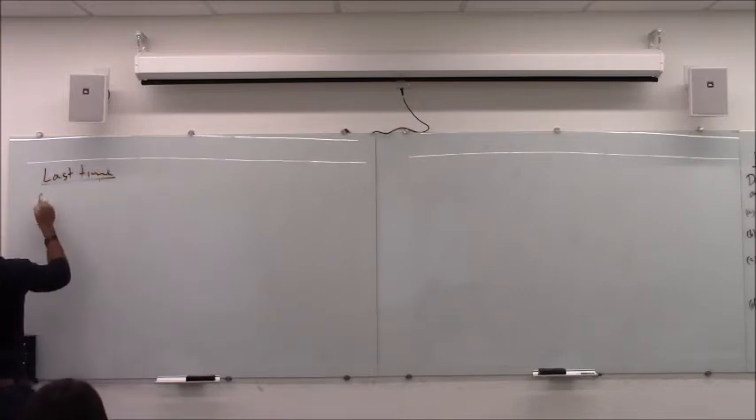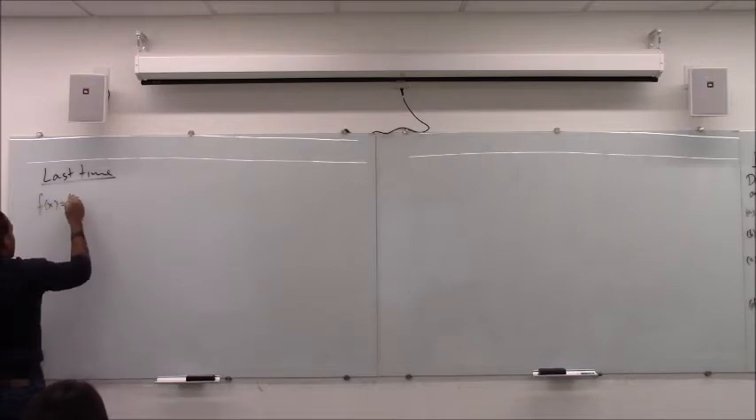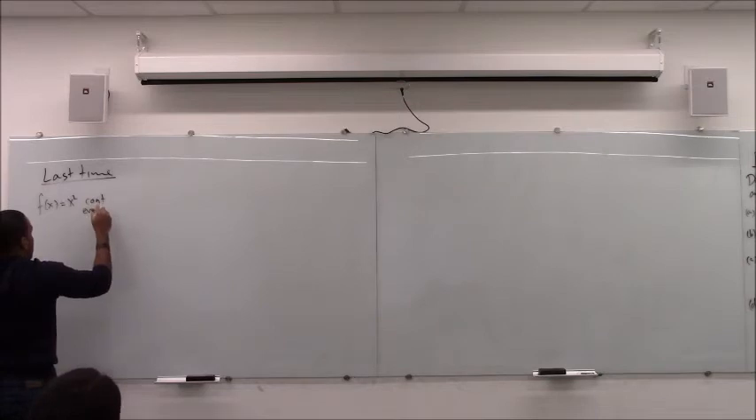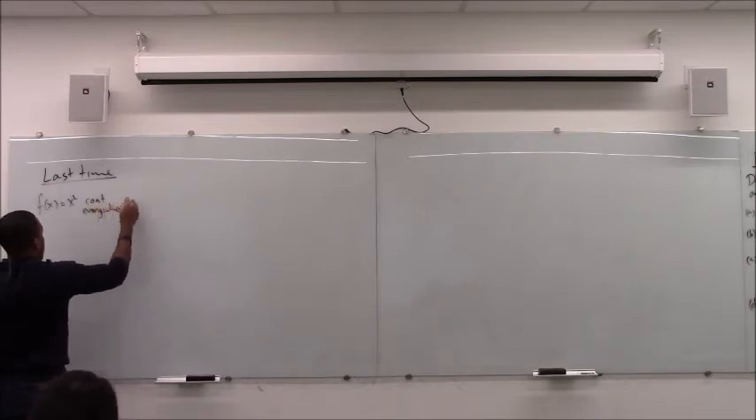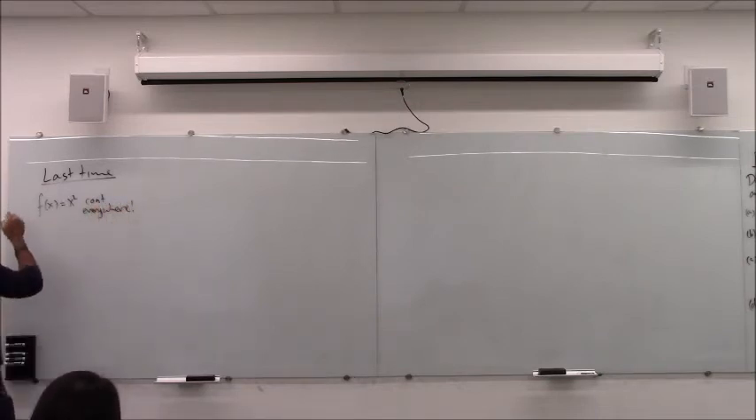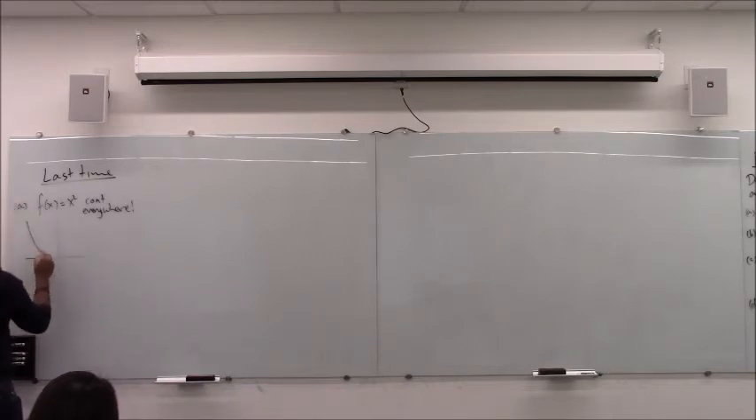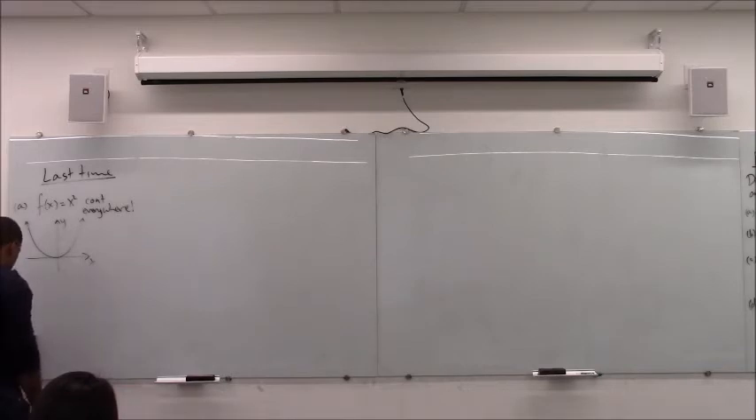Last time, we saw that f of x equals x squared was continuous everywhere. Right? In fact, it was one of the polynomials, one of the 6 elementary continuous functions. So that graph, of course, looks like this.